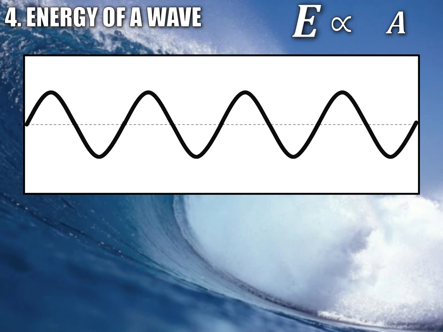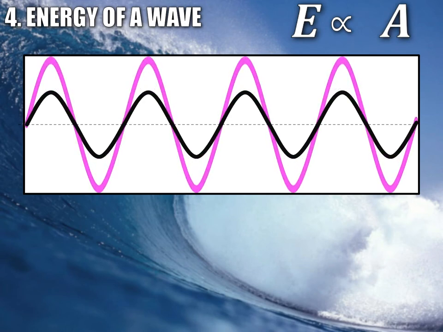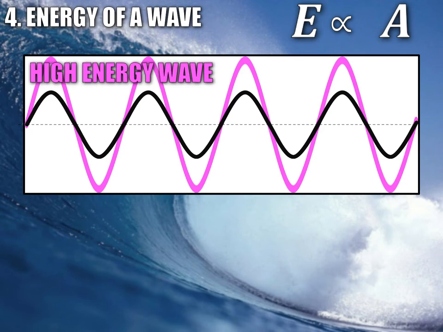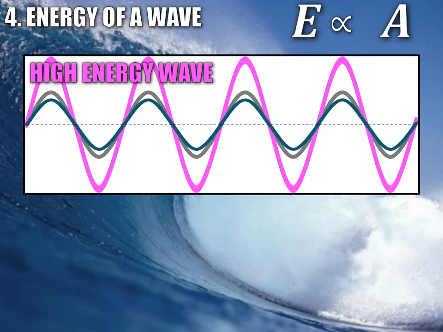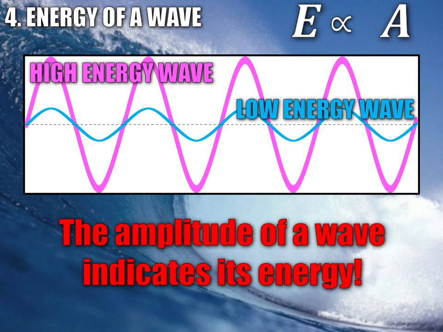If we want to increase the energy of a wave, we must also increase the amplitude of the wave. So a wave with a greater amplitude is a high energy wave, and a wave with a smaller amplitude is a low energy wave. The amplitude of a wave indicates its energy. The greater the amplitude, the greater the energy.